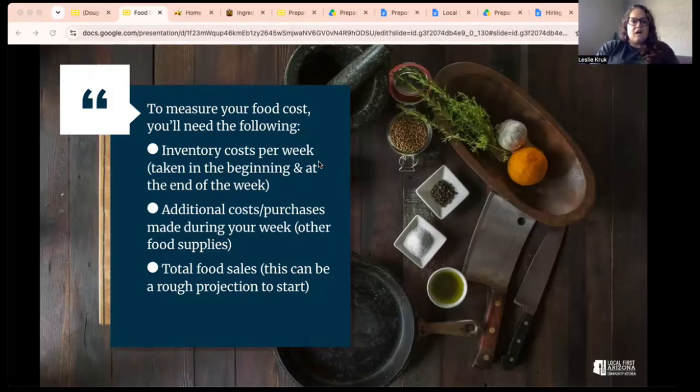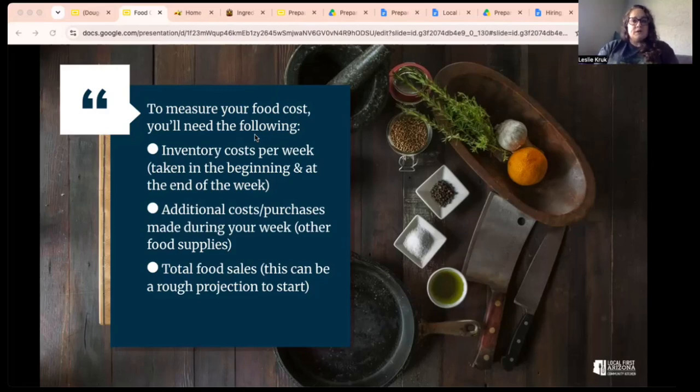So let's talk about the cost of goods sold. And I'm going to share a calculation for you in just a moment that's going to break this down in a way that you can see what your inventory cost is, the cost of goods that you sold, and what food cost percentage you sold everything at, how that averages out. So you're going to need some things in hand to do this. You're going to want to know what your inventory costs are, your initial inventory, any additional purchases that add to that inventory, and then the total you sold in food sales.